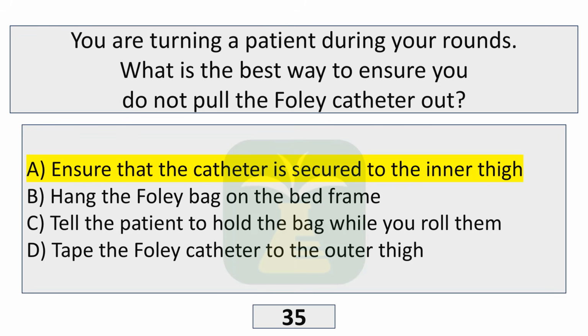Correct answer, A. Ensure that the catheter is secured to the inner thigh. The Foley catheter should always be secured to the upper inner thigh unless there is a contraindication for it. The Foley catheter bag should never be hung on the bed frame due to the bed's ability to lift up and down and the possibility of pulling the catheter too tight.